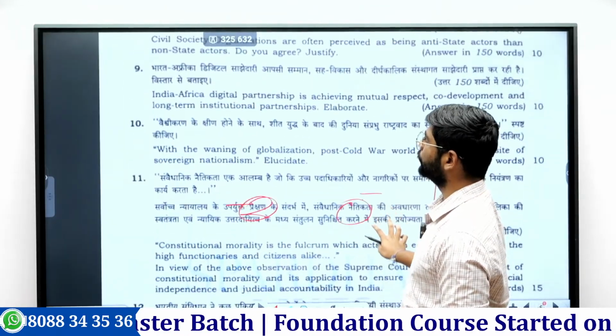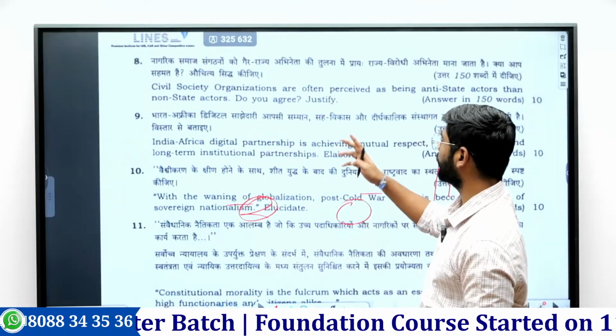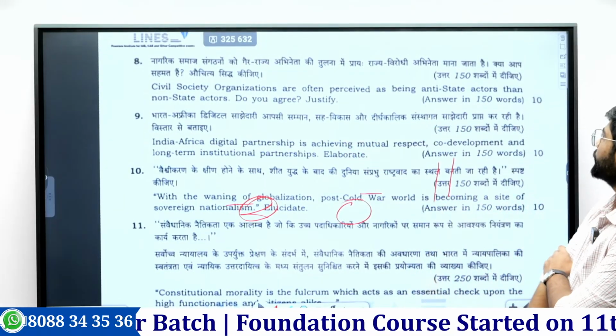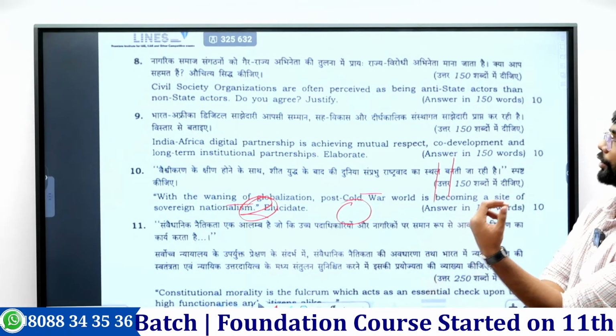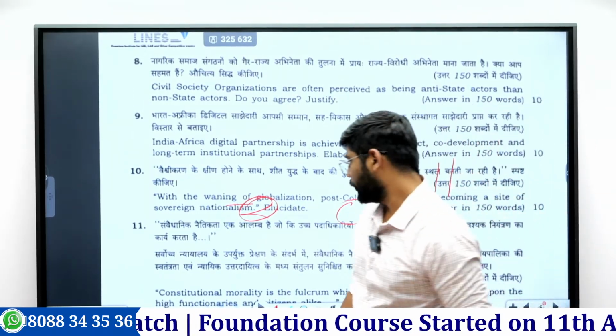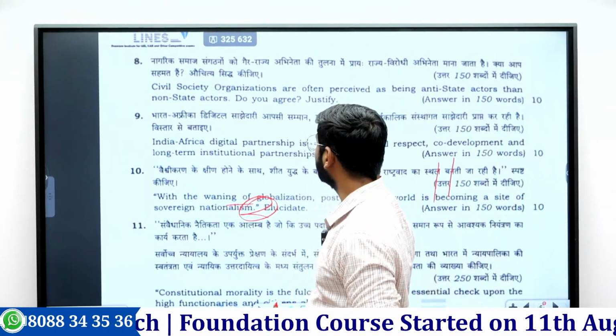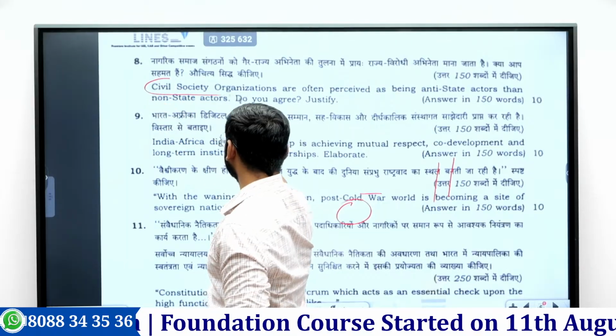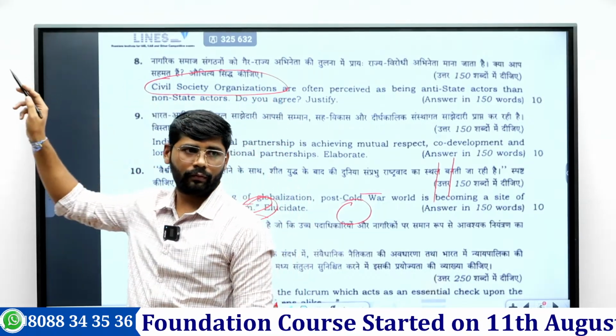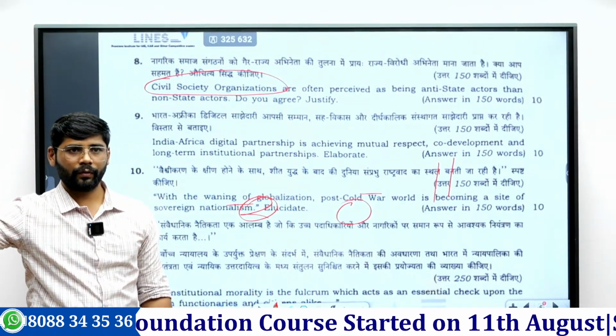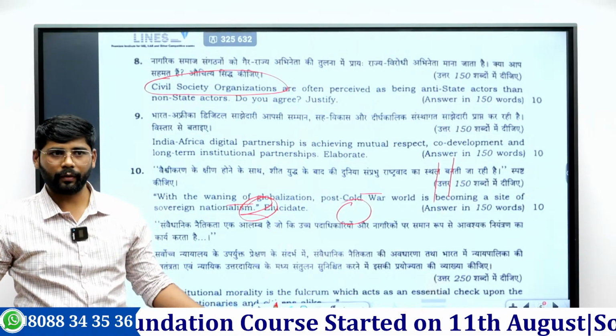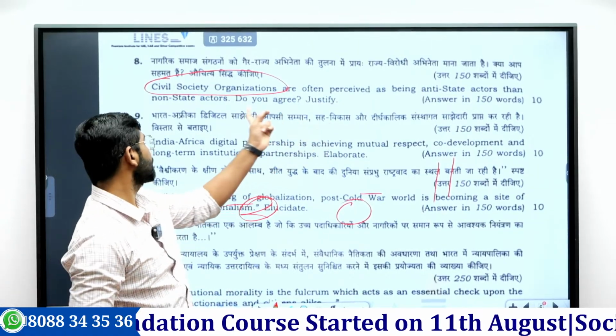Now this is civil society also. Civil society organizations are often perceived as being anti-state actors rather than non-state actors. You know, there is one theme. Civil society organization means what comes here? NGOs mostly, non-profit organizations. These people come, and also anti-state, non-state actors.